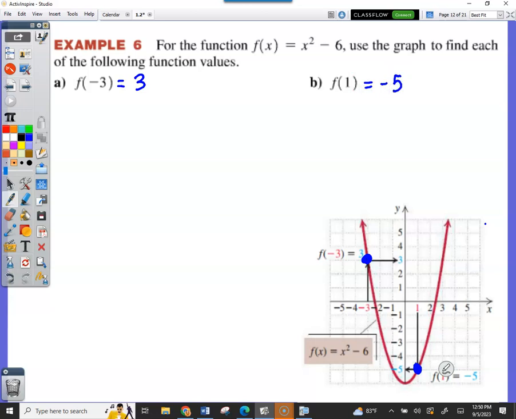So the purpose of this slide was, can you read a function value from the graph? I know you can just plug it in. That's a lot easier. But if I was to just give you the graph and I did not give you this at all, you would have to rely on the graph, right? That's going to happen in the homework. One of the homework problems is they don't give you the equation. They just say, hey, here's the graph. And you need to be able to read the y-coordinate from the x-coordinate they're telling you to evaluate.